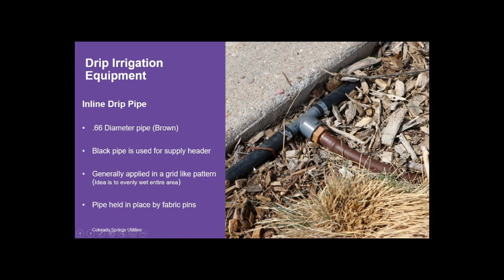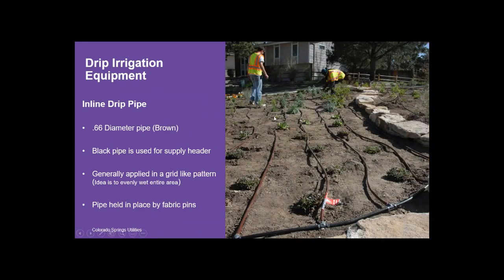This pipe is held in place by fabric pins, and it's really recommended to use an adequate amount of fabric pins to keep this drip irrigation pipe pinned down to the top of the soil surface so it doesn't start to pop up above the mulch. So here's another example. We looked at this one earlier, but I just wanted to drive home this evenly spaced grid pattern where we're going to evenly wet this densely planted perennial bed.